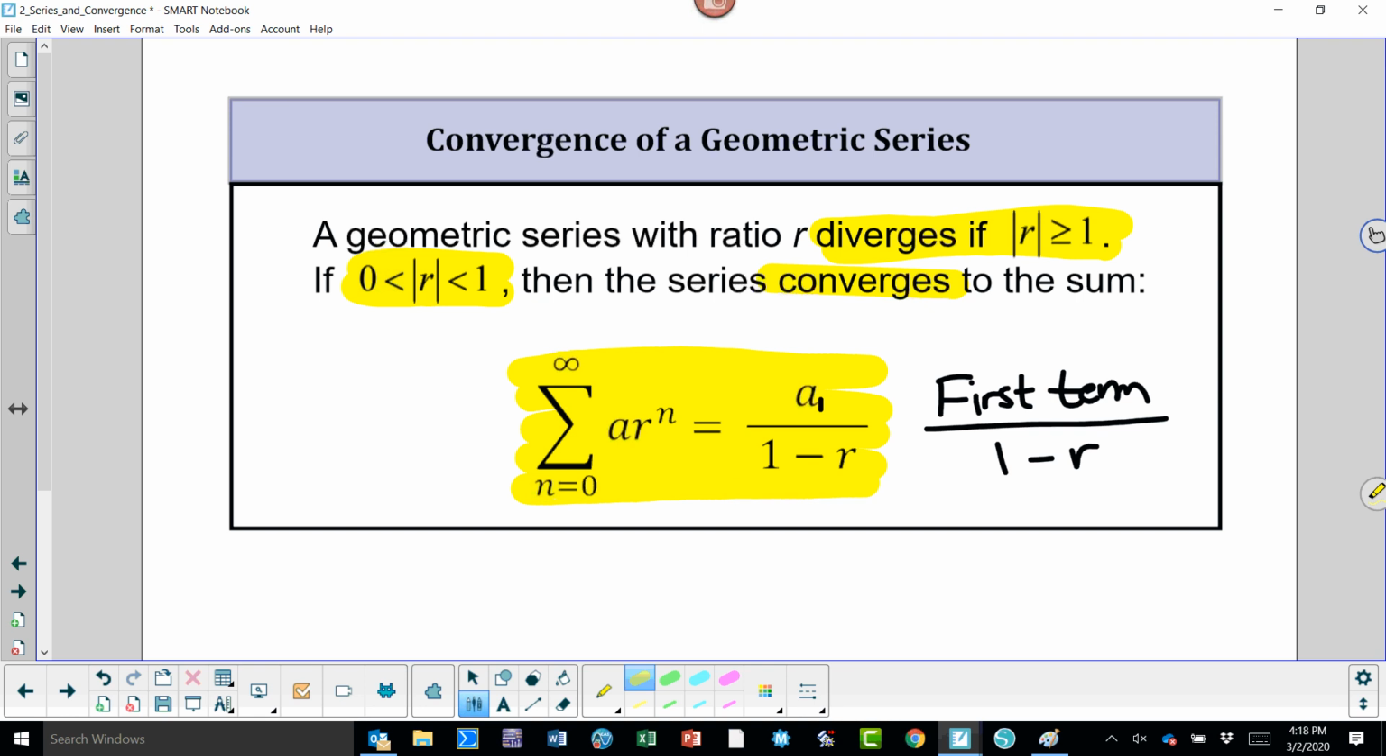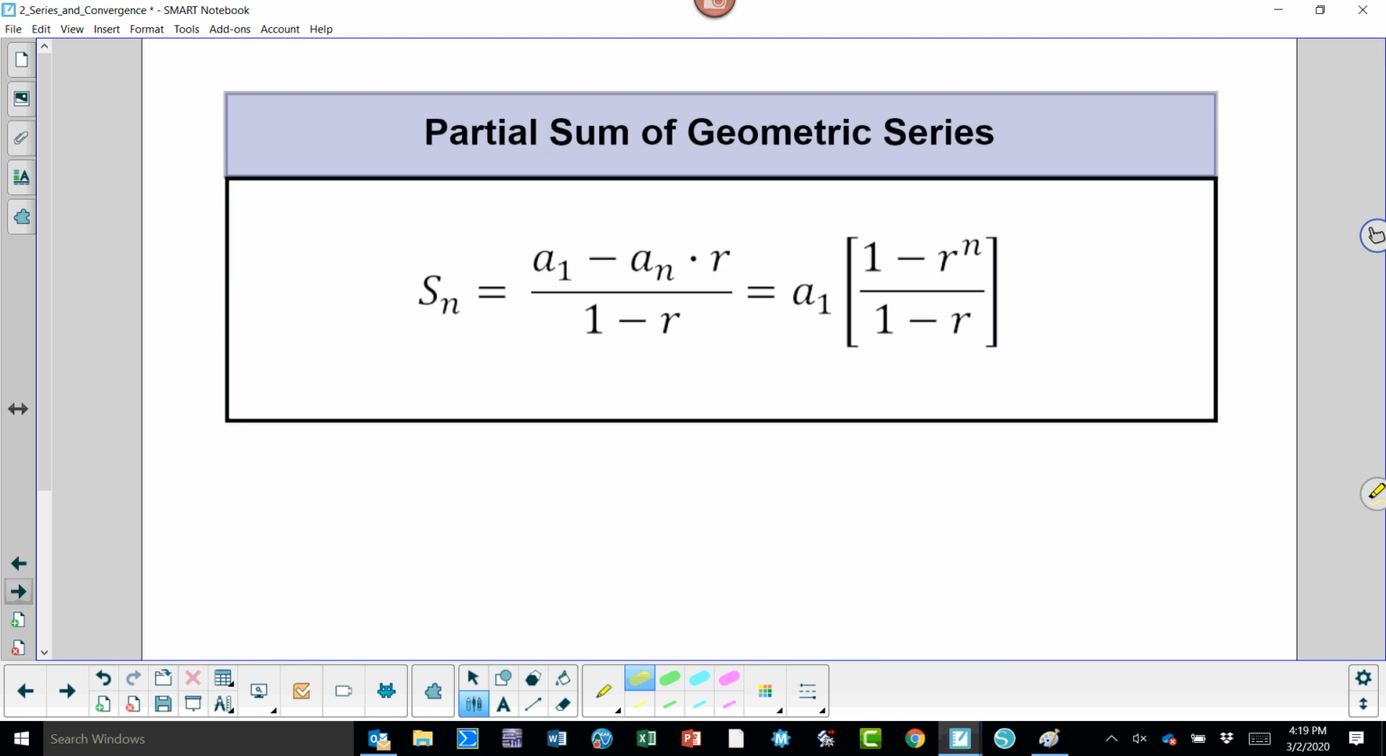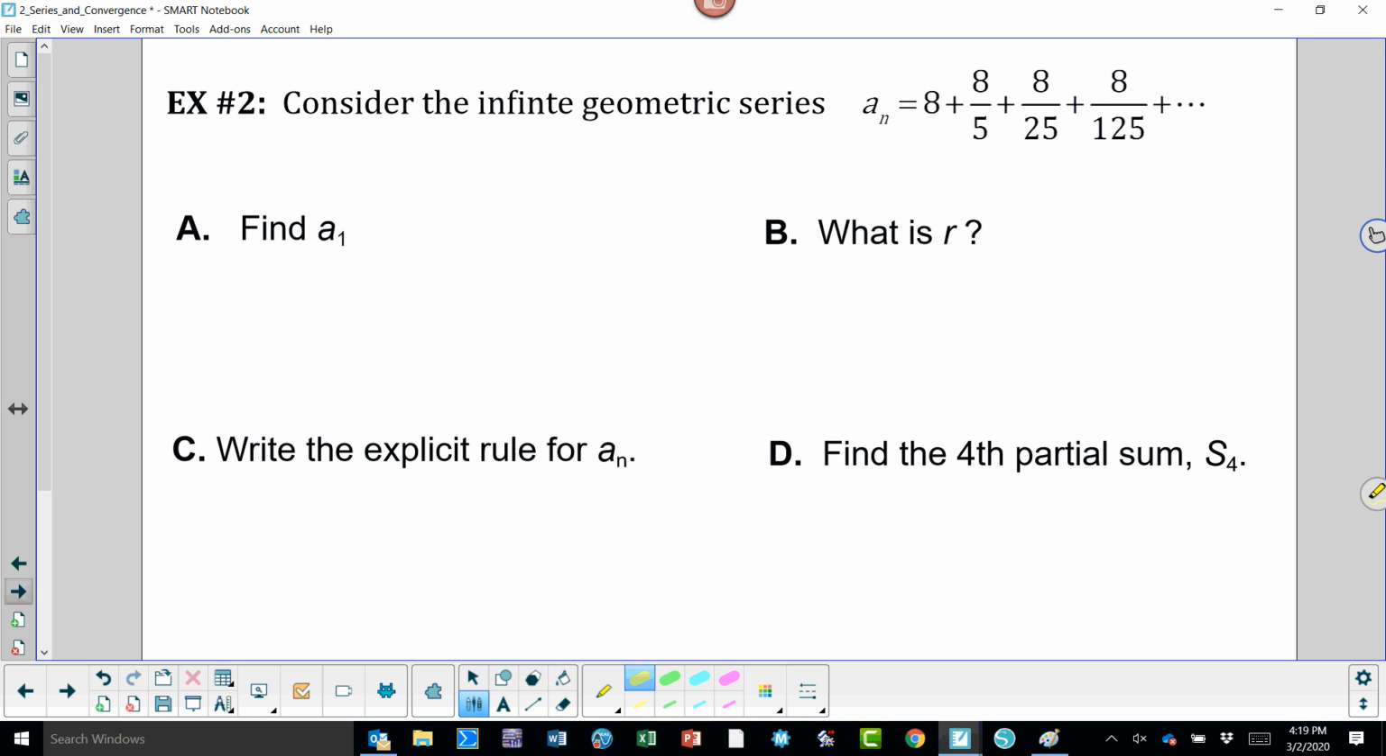Now, I would not memorize it as what they have written, which is a over 1 minus r. I would change that to a1, but I will encourage you to never say a1. I will encourage you to always say, when you see a1 written, first term. So a1 would always be the first term that I start with, and so you would always just start off by saying the first term. So first term over 1 minus r. That's how I would learn that formula. Now this partial sum of a geometric series we're not going to worry about because we're not going to do that. So don't worry about that one.